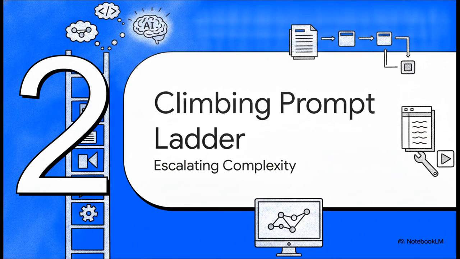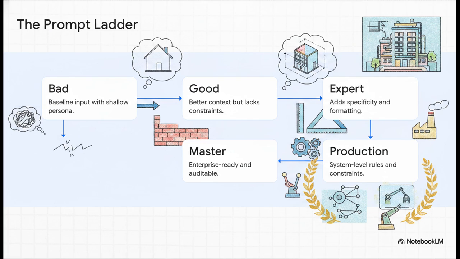Section 2. Climbing the prompt ladder. Escalating complexity for Dynamo. Let's use a really relatable problem here. Renaming sheets in Dynamo. It's a classic task, right? But how do we get the AI to write a script that actually works on the very first try instead of spending an entire hour troubleshooting pure nodes?